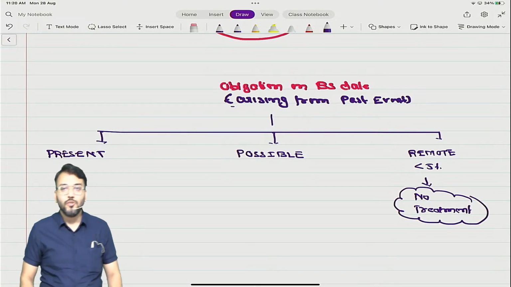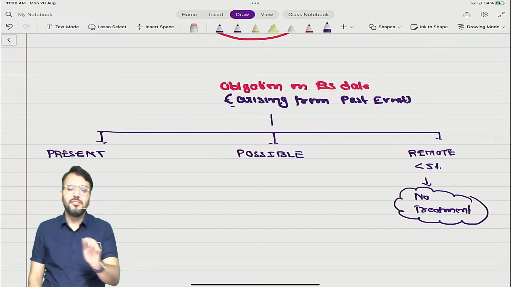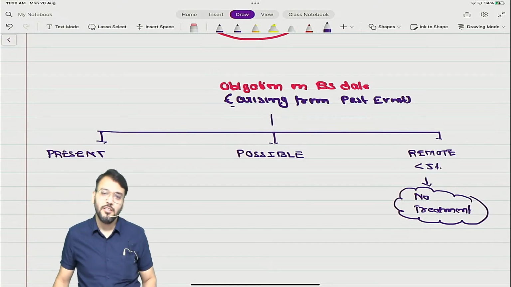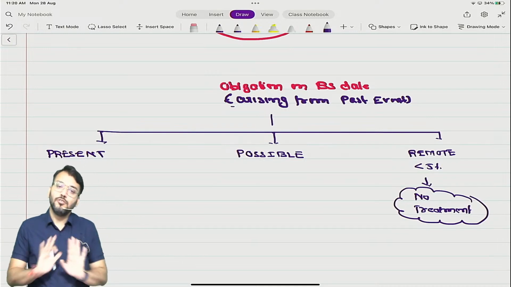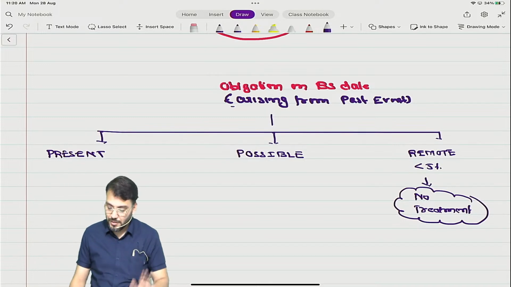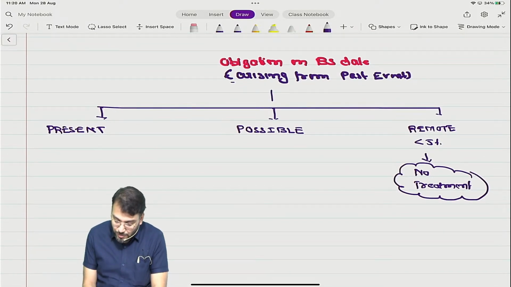So whenever the obligation on the balance sheet date is remote, very less chances, we call it what? Remote obligation. Then no accounting treatment. No journal entry. Correct? No journal entry. Understood? Correct? Now present obligation means what?